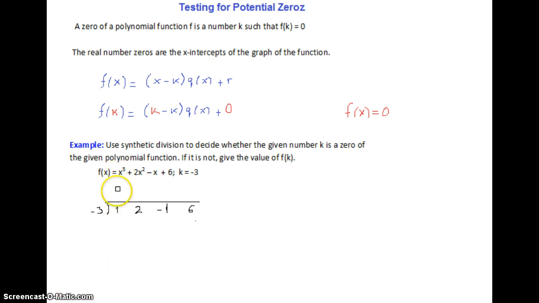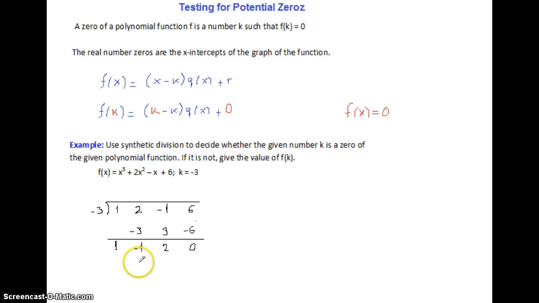Take the coefficients of the x terms, 1, 2, negative 1, and 6. k is negative 3. Bring down 1, multiply negative 3 by 1. Result is negative 3. Negative 3 plus 2 is negative 1. Multiply negative 3 by negative 1, 3. Minus 1, 2. Then negative 3 times 2 is negative 6. Plus 6, 0. So the remainder is 0.